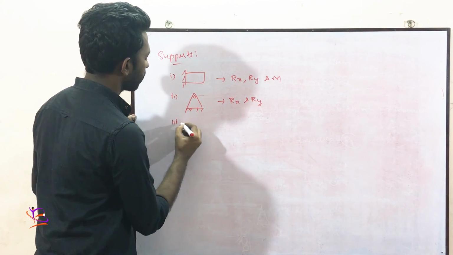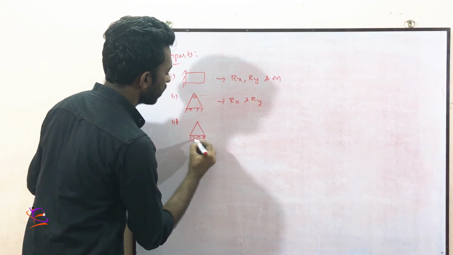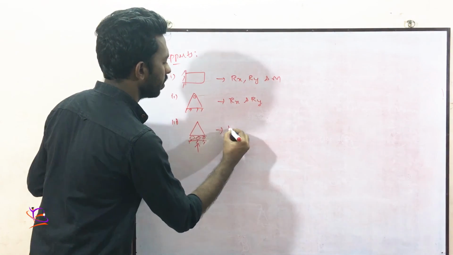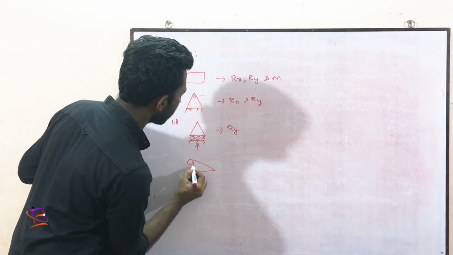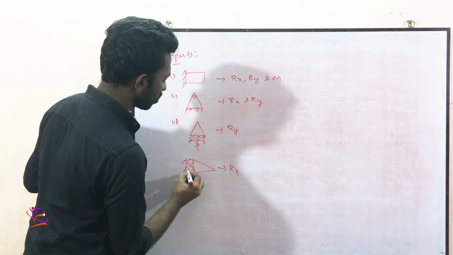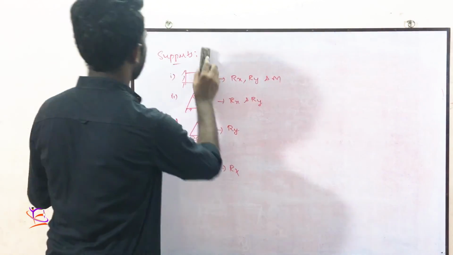So the third case will be the roller support. If the position of the roller will be like this, y direction is arrested, so Ry will be there. If the position will be like this, only Rx will be there, because y direction is free to move. Okay.